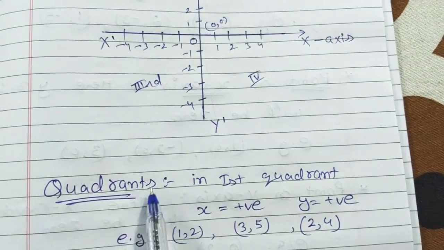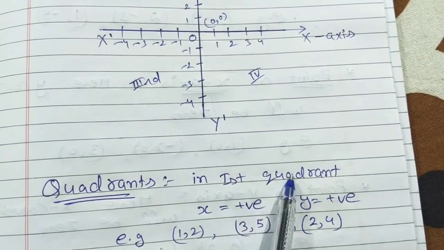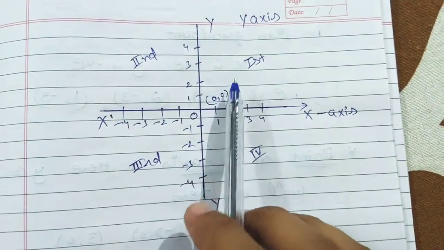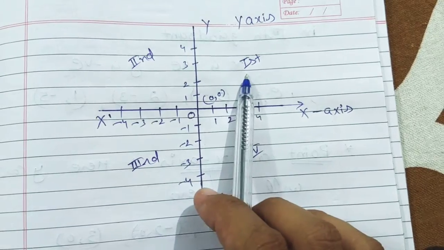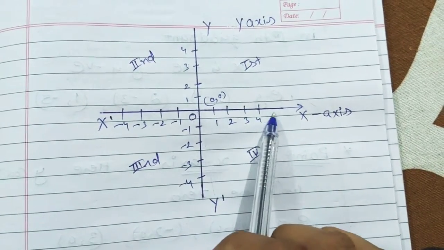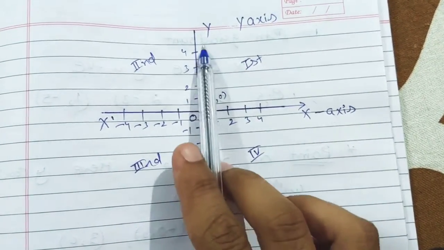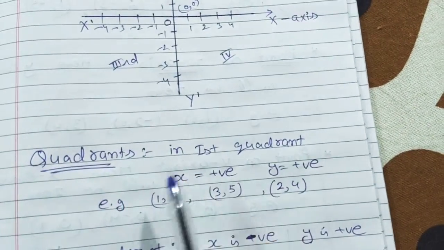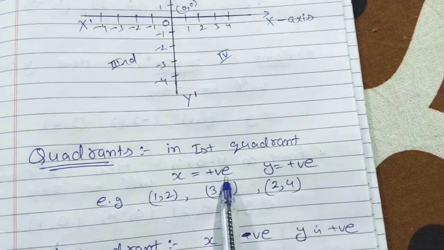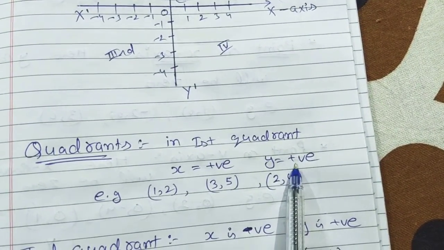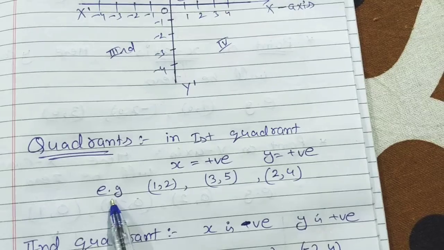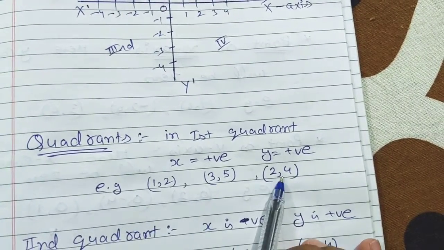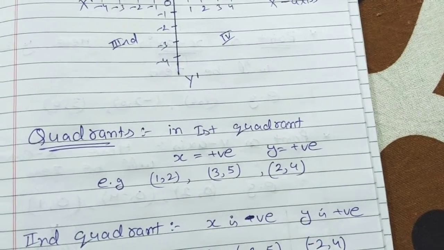Now first of all, the quadrants. In the first quadrant, you can easily see that the value of x is positive and the value of y is also positive. So in the first quadrant, x value is positive and y value is also positive. Take some examples like (1, 2), (3, 5), (2, 4). So these are examples of the first quadrant.